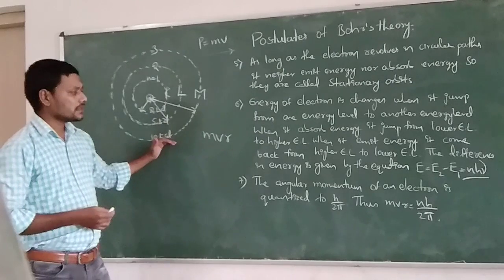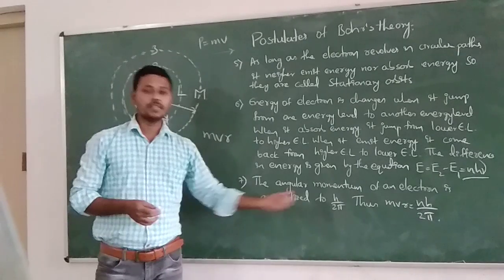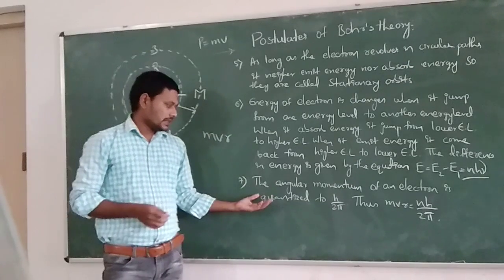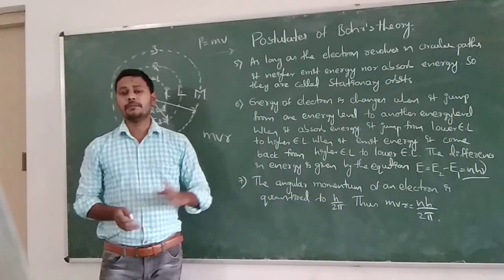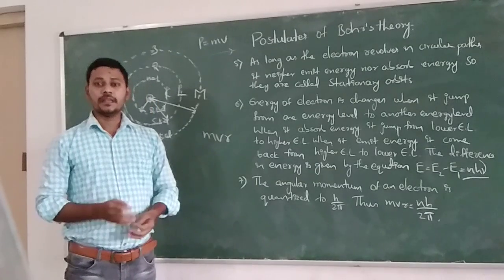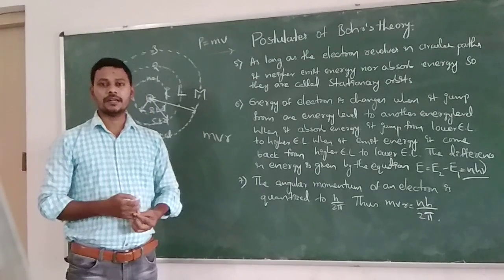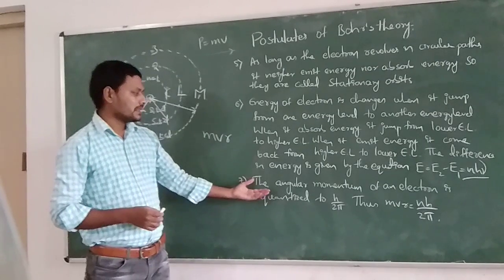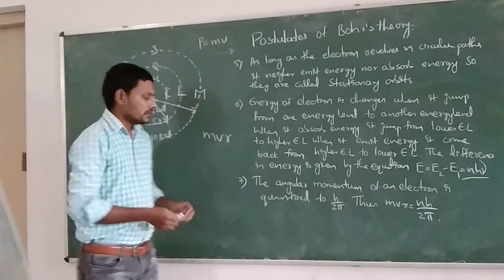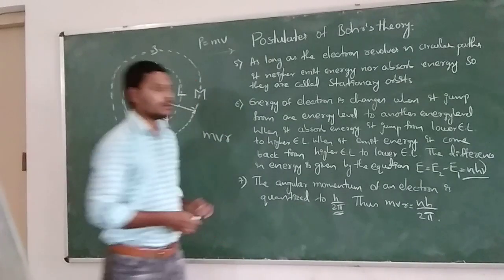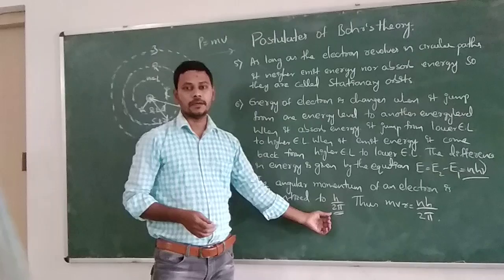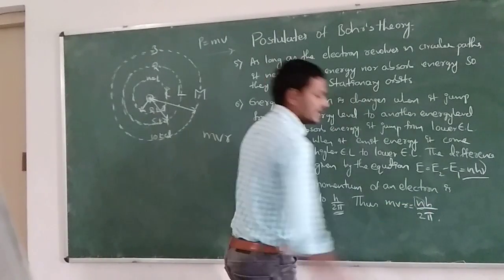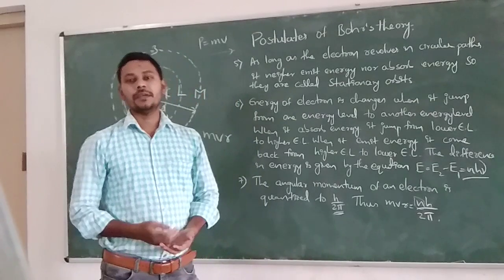The angular momentum of an electron is quantized to h by 2π. What is quantized? Quanta is nothing but a minimum possible amount of any physical quantity. Minimum possible amount of any physical quantity is called quanta or quantized. Here angular momentum is also quantized. It means this is the minimum possible amount. How much? h by 2π. So mvr equals nh by 2π, where n is the integer or principal quantum number.